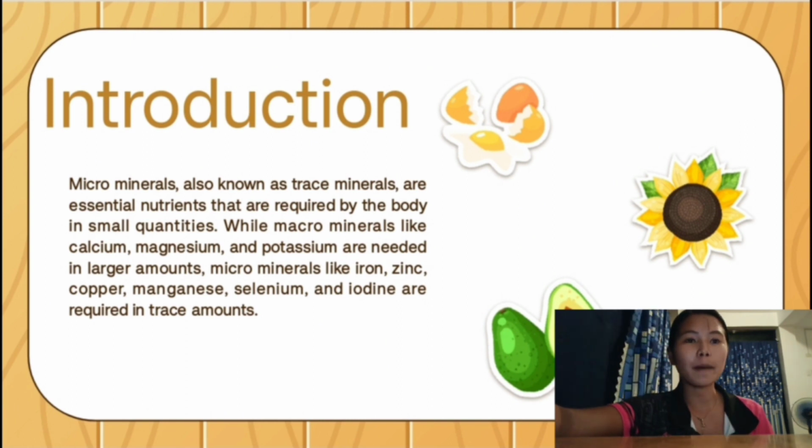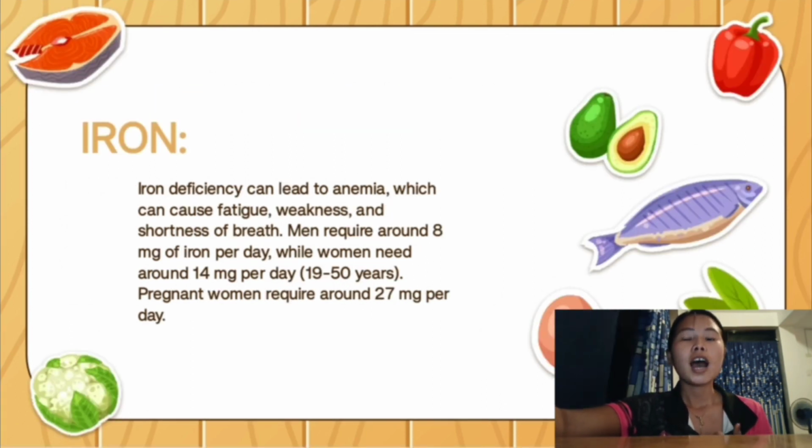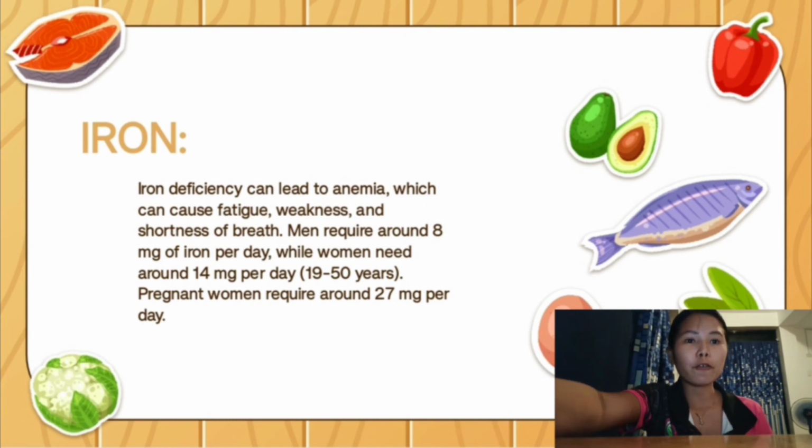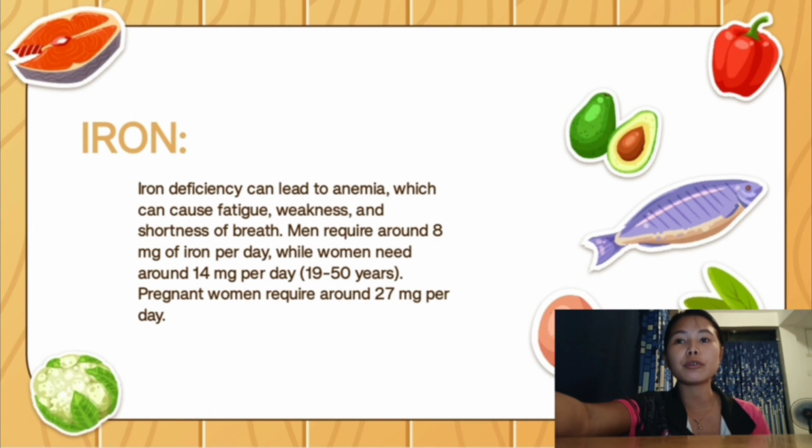So there are 6 examples of requirements of microminerals. The first is iron. Iron deficiency can lead to anemia, which can cause fatigue, weakness, and shortness of breath. Men require around 8 mg of iron per day, while women aged 19 to 50 years need around 14 mg per day. Pregnant women require around 27 mg per day.